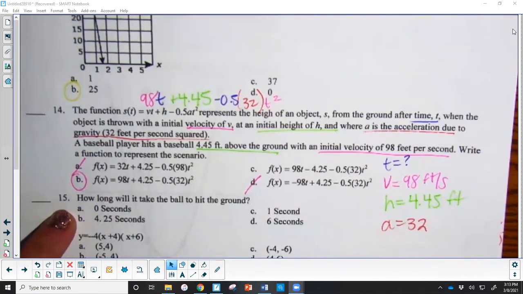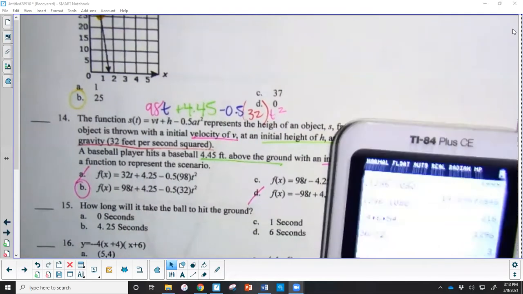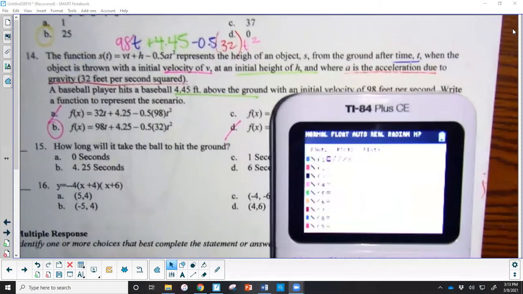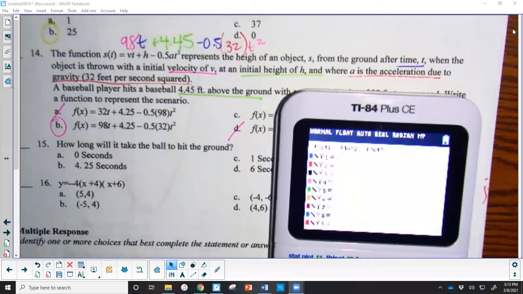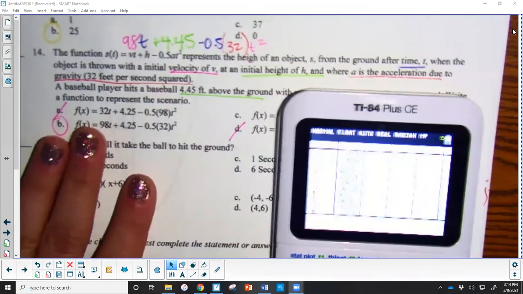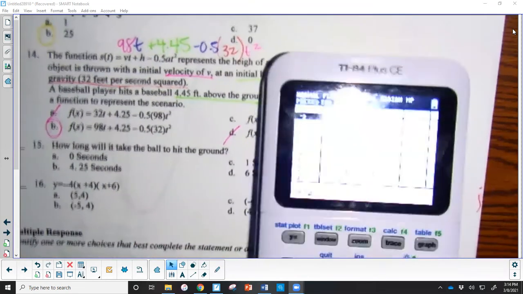All right, number 5 says, how long will it take for the ball to hit the ground? Ooh, so let's plug this into y equals 98t or 98x, I don't have t's, plus 4.25 minus 0.5, 32, t or x squared. I'm going to go to the table and look at this for a second.